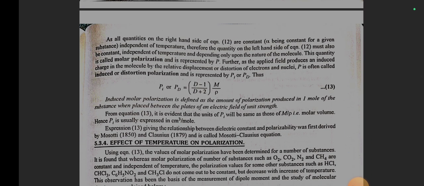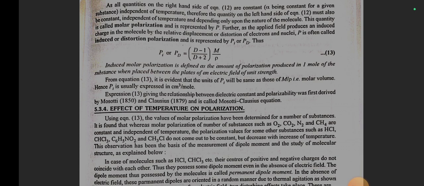As all quantities on the right hand side of the equation are constant, independent of temperature, therefore the quantity on the left hand side of the equation must also be constant, independent of temperature and depending only upon the nature of the molecule. This quantity is called molar polarization and is represented by P. Further, as the applied field produces an induced charge in the molecule by the relative displacement or distortion of the molecule, electrons and nuclei, P is often called induced or distortion polarization and is represented by Pi or Pd. Thus Pi or Pd is equal to D minus 1 upon D plus 2 into m by rho.